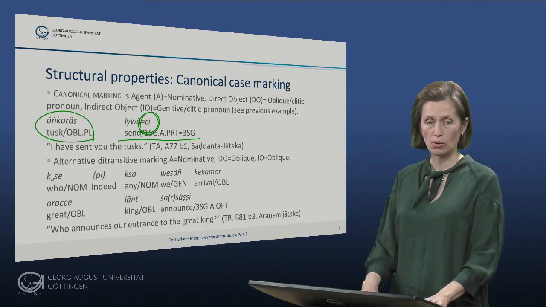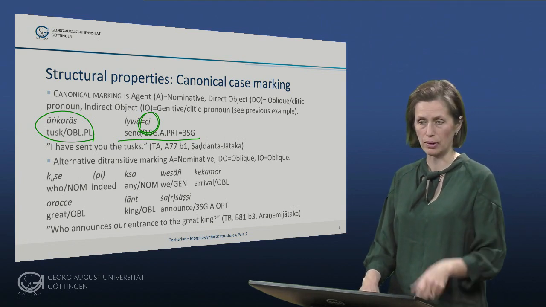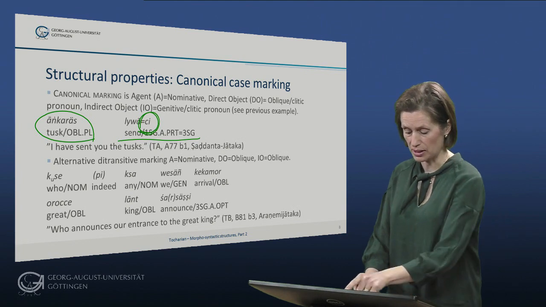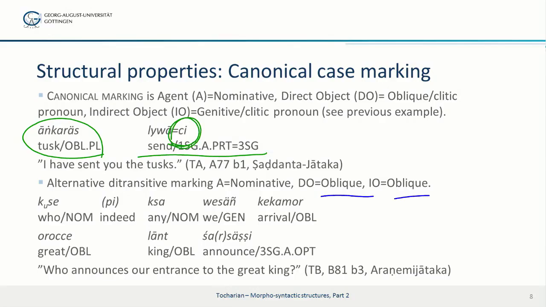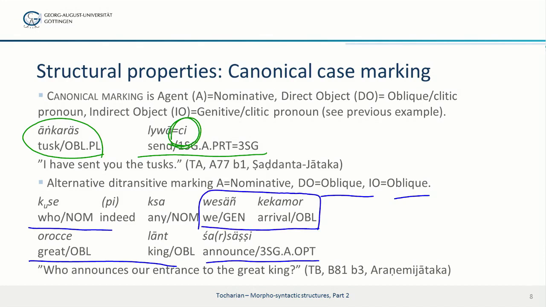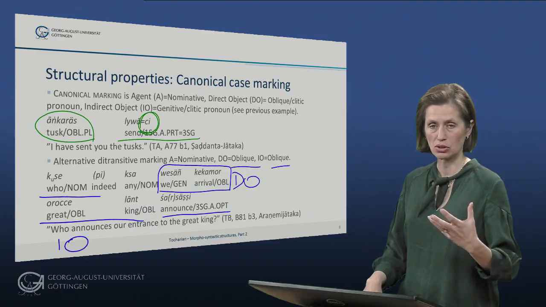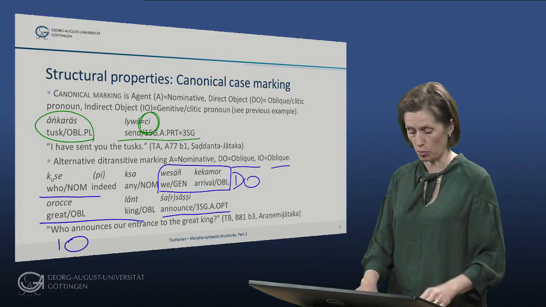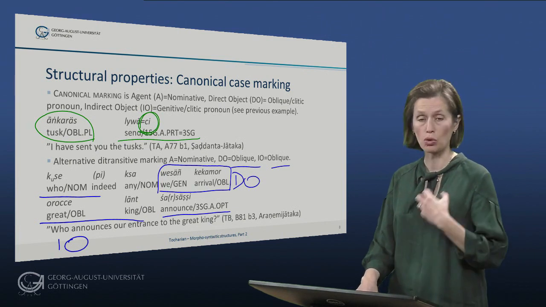And there is also an alternative way of marking ditransitivity, and you have a double oblique construction here. So you have the direct object in oblique and the indirect object in oblique. And here we have an example from the Aranemi Jataka, and it says, who indeed announces with the optative to the great king our arrival. So this here is the direct object, and here we have the indirect object, with the verb meaning to announce something to someone, and we have two obliques instead of a genitive and an oblique, which would be the normal case.